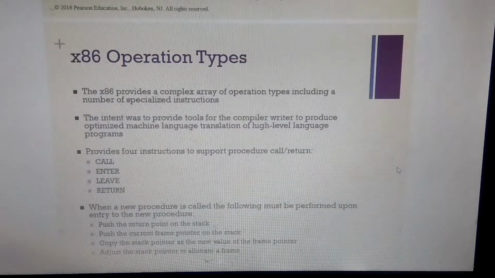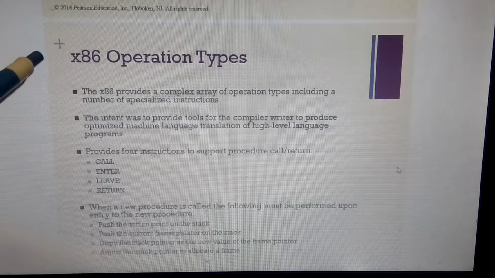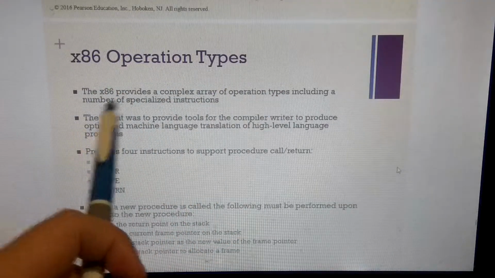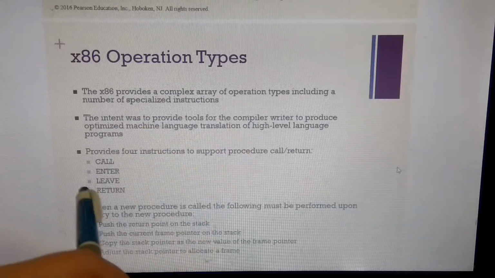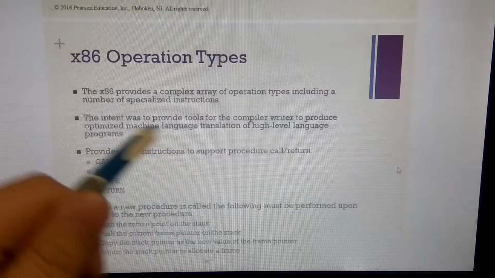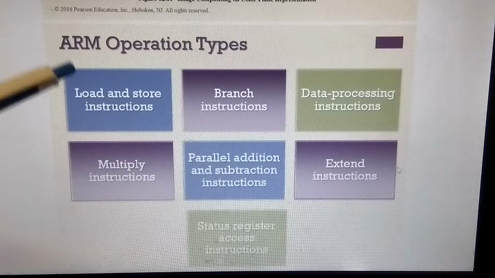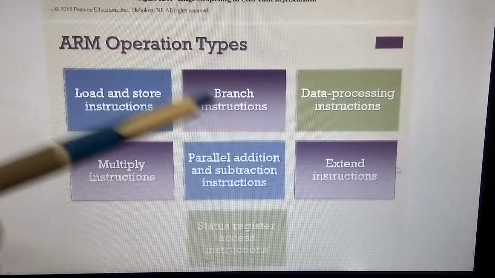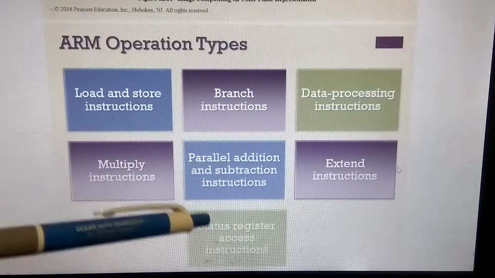And lastly, we'll look at the two operation types. We will describe them briefly. One of them is the x86 operation types. These operation types provide a complex array of operation types, including a number of specialized instructions. The intent was to provide tools for the compiler writer to produce optimized machine language translation of high-level language programs. The other is the ARM operation type, which consists of 7 instructions: load and store, branch, data processing, multiply, barrel addition and subtraction, extend, and status register access.